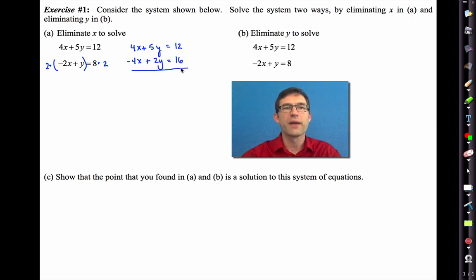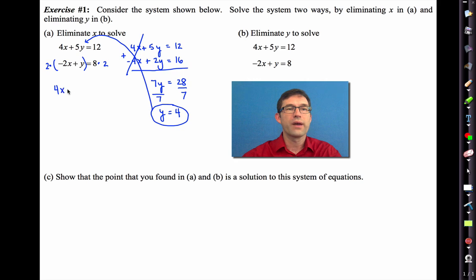Now the beautiful thing about that is that when I then add these together, these two terms cancel. 5y and 2y is 7y, 12 and 16 is 28. The reason that it's called the method of elimination is we've now eliminated x, making it so easy to solve for y. Right? In fact, we get y is equal to 4. Now what we also need is our x value. So we can take that 4 and substitute it into either one of the equations, but I think I'm going to put it into this one.